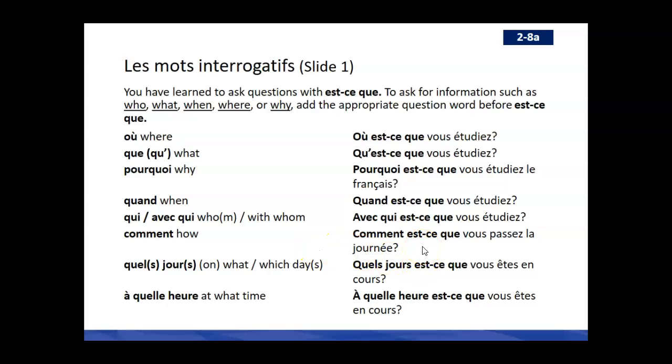So, comment est-ce que vous passez la journée? I could even ask, comment est-ce que vous étudiez le français? How do you study French? That would be a valid question. Okay, quel jour? So, quel is like which or what, but in this case we could translate it as which. So, which days are you in class? Quel jour est-ce que vous êtes en cours? And then finally, à quelle heure? So at what time, or at what hour, literally. So at what time are you in class? Or à quelle heure est-ce que vous étudiez le français? I could basically take any of these question words and plug it into the same question and ask for a different piece of information. So I think they're pretty easy to use.